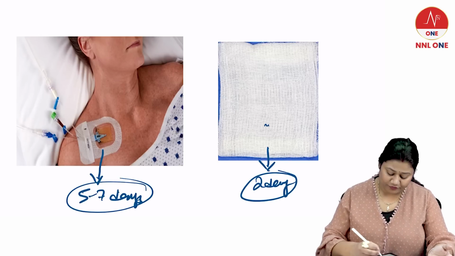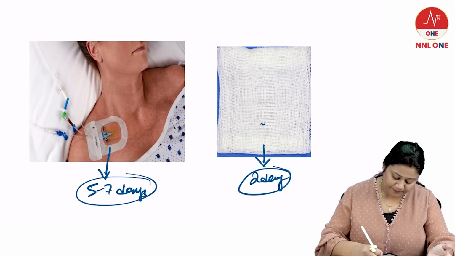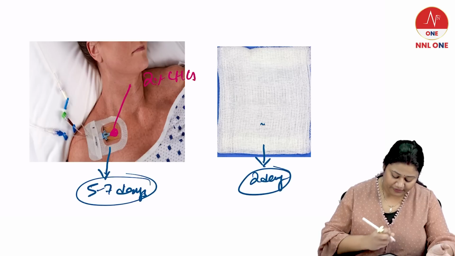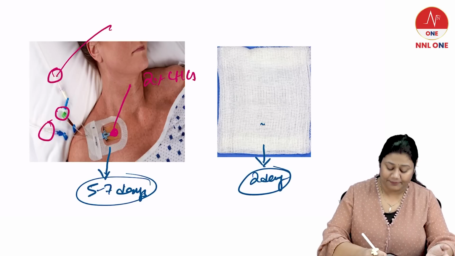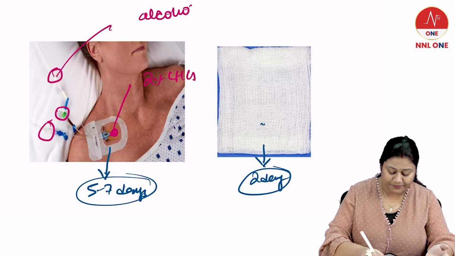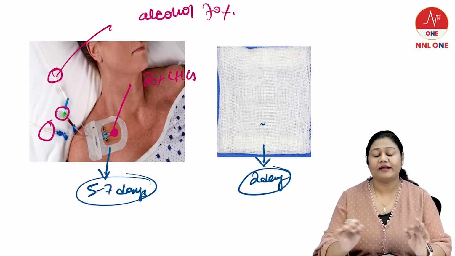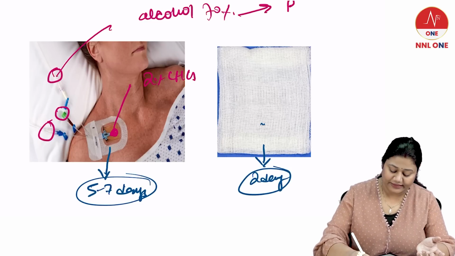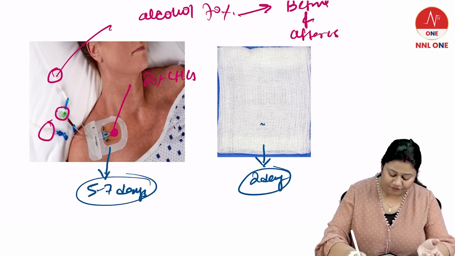Then which solution will you use? If you are cleaning this site, I will use 2% chlorhexidine gluconate solution. Then these are the hub part. I will clean the hub with the help of an alcohol swab, 70% alcohol swab. Whenever you are using a CVP line, you have to clean the hub before and after using. How frequently do I have to clean the hub? Before and after using.